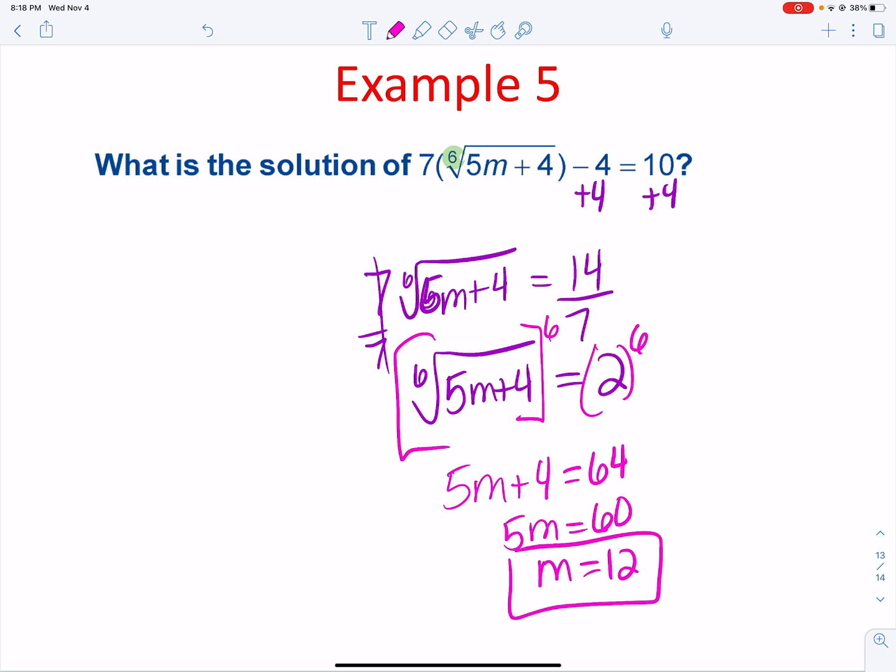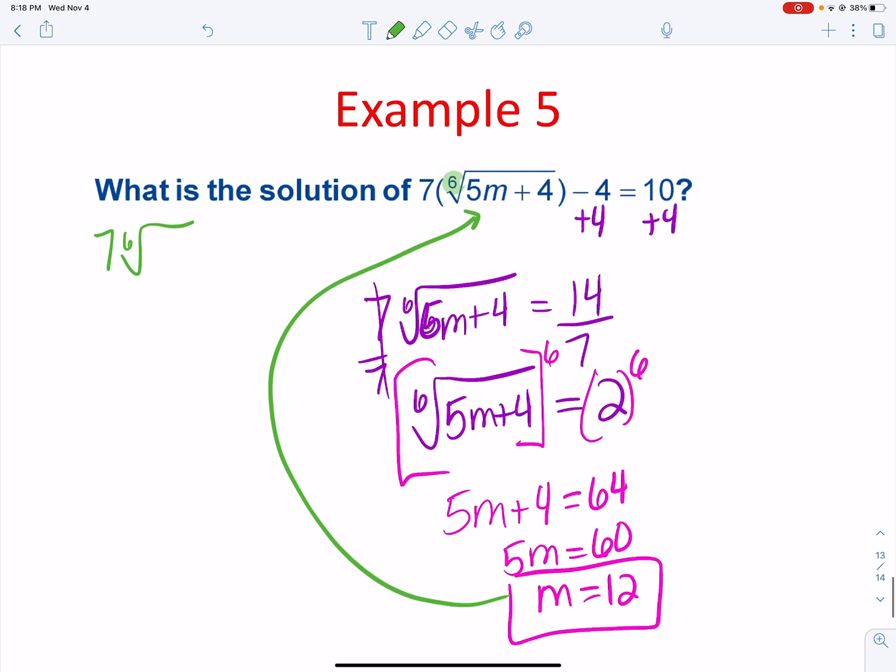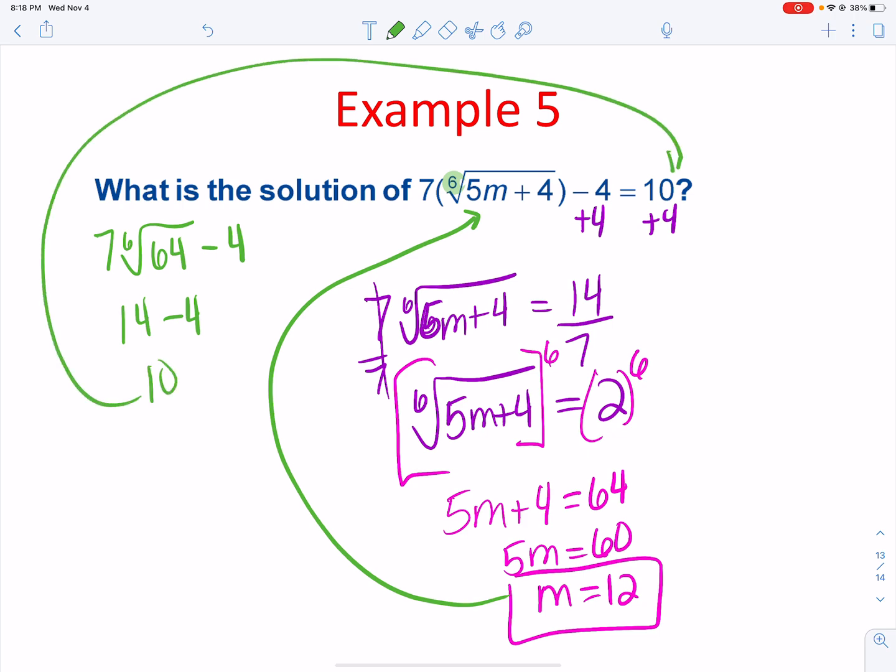You must check this because it was an even radical. So I would do the 6th root of 5 times 12 is 60. 60 plus 4 is 64. And the 6th root of that is 2. So 2 times 7 is 14. 14 minus 4 is 10, which is what it says it should be. So this is the answer. This is not extraneous.